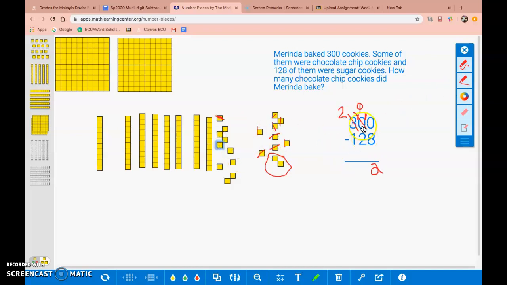Okay, we're going to take 2 away from 9. So 1, 2. And so we're left with a 7 in our tens place. So we have 7.